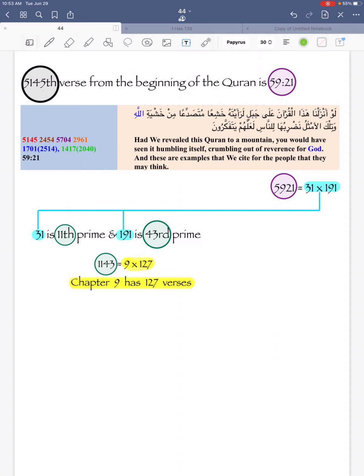So far, God told us mathematically in chapter 44 that there are 5 daily prayers, 17 units in those 5 daily prayers, 114 chapters in the Quran, chapter 33 having 73 verses, chapter 107 having 7 verses, and chapter 9 having 127 verses. So far, easy math to follow.